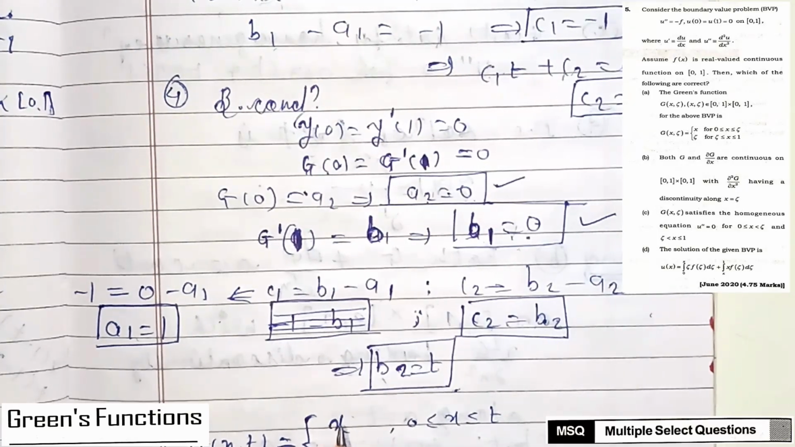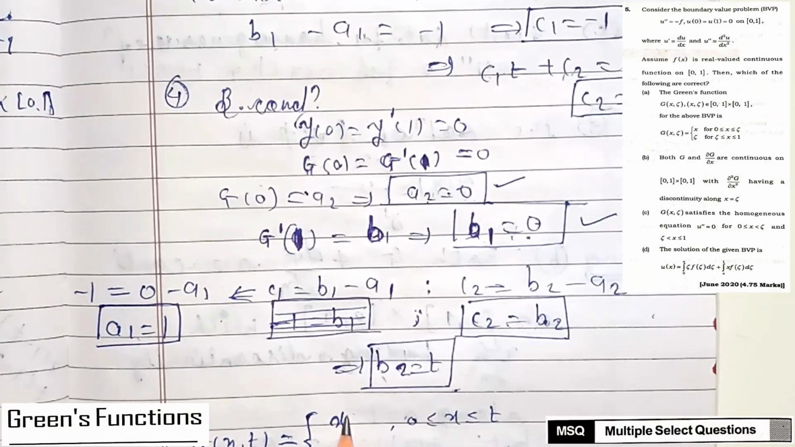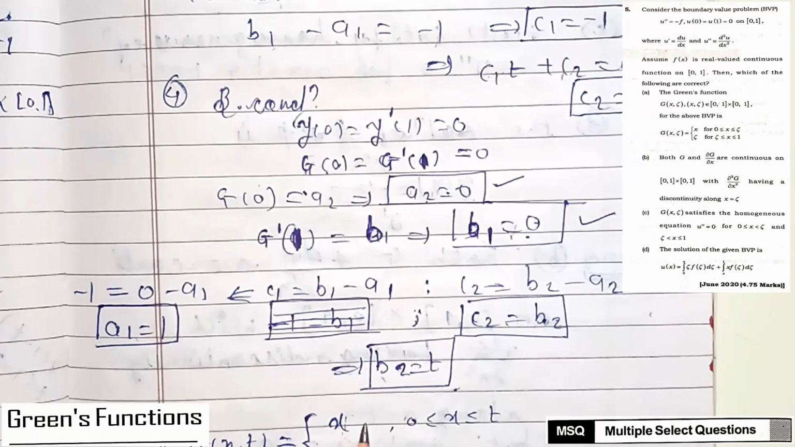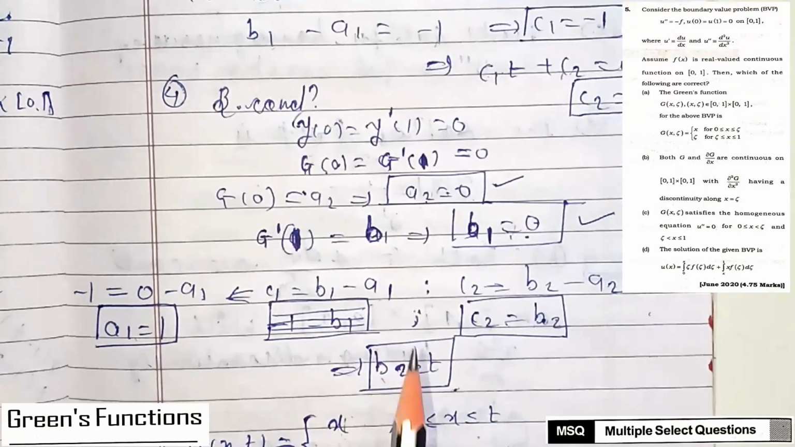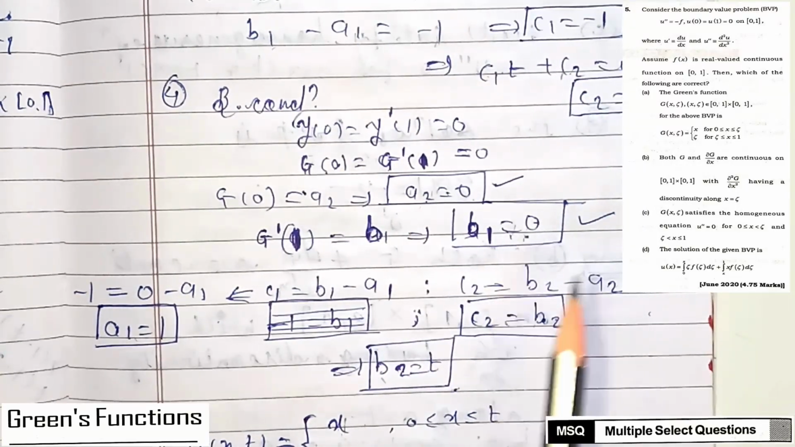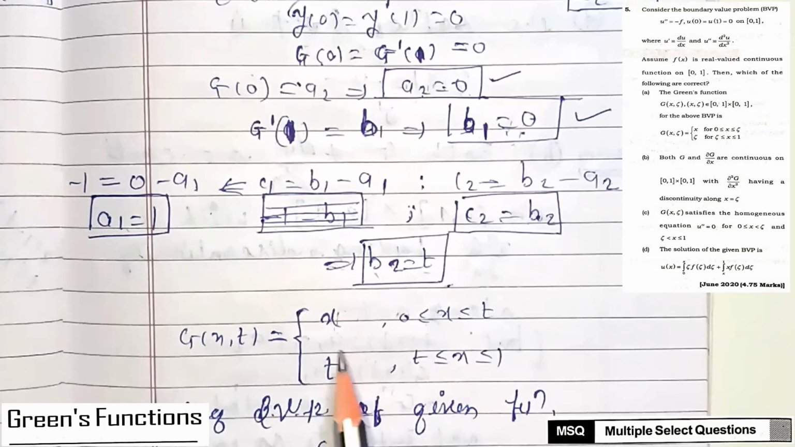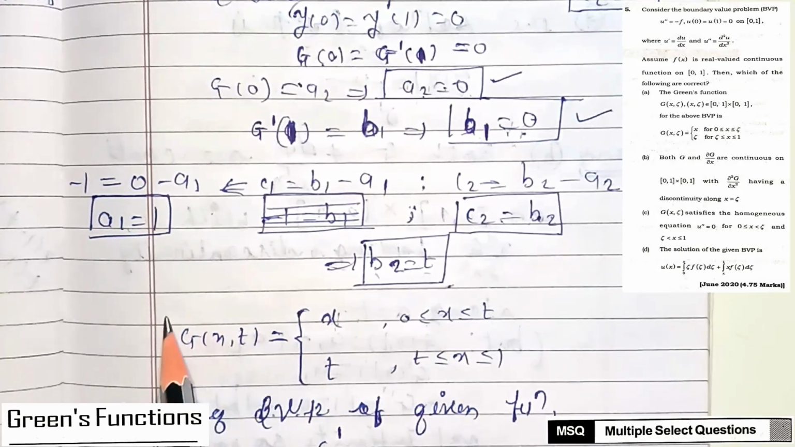So a1x, what is the value for a1 we have here? We found the value for a1 here, 1. So a1x means only x, plus a2 is 0 here, b1x, b1 is 0, plus b2, so b2 is here t. Okay, and boundary condition 0 x t and t x 1. So this is the required Green's function g of x, t.